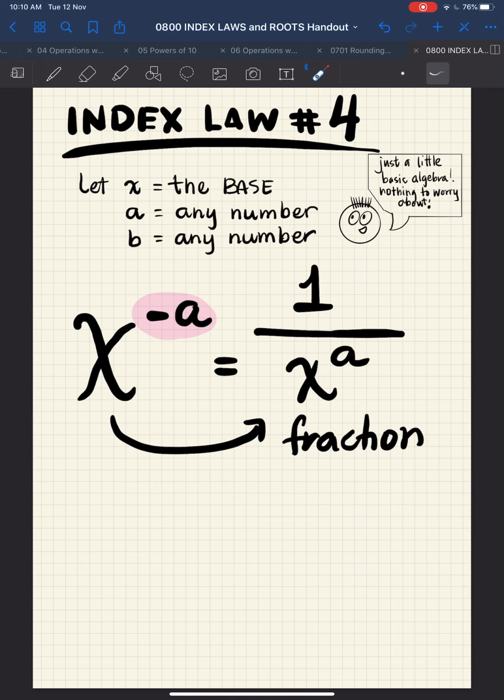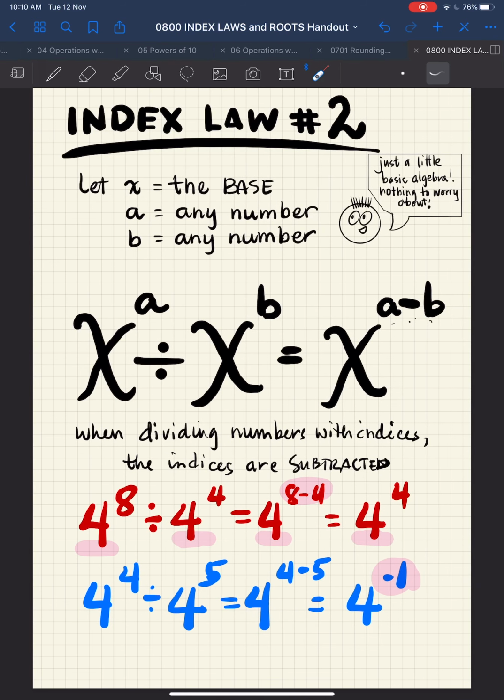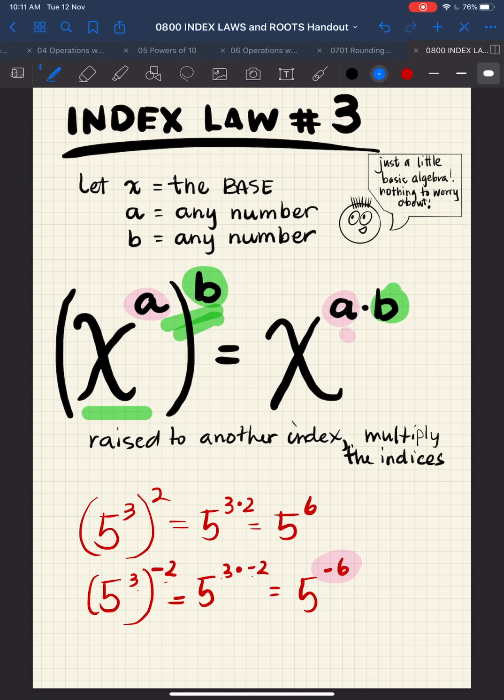Let's look at the examples we have here. This one, we can write as 1 over 4 to the first power. And as you will know later, there's an index rule: any number raised to the power of 1 is itself. So the answer here is 1/4. Over here, it's going to be 1 over 5 to the 6th power. Notice the negative sign disappears when it becomes a fraction.